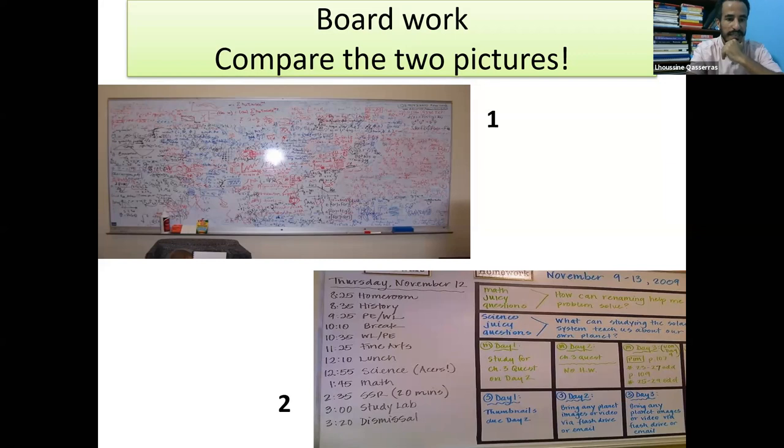So, number one is not organized. Number two is well organized. Iman, the second is more organized. Huda, the board number one is a mess. Yes. Okay. Great. And Intisar, number two, well organized.